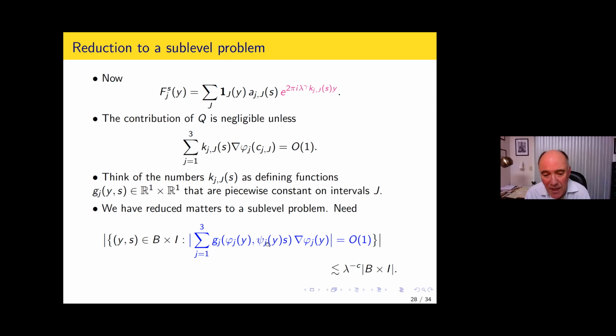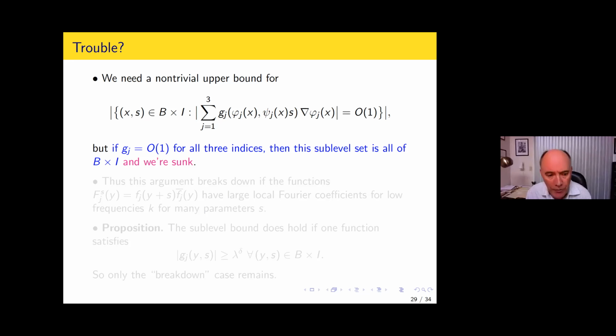All right, so I really just already explained this. You can't hope to have a good bound for a sublevel problem unless you know that the individual terms on the left are reasonably large. But we should know that, after all, because we started with a largeness hypothesis on the Fourier support of one of the factors.